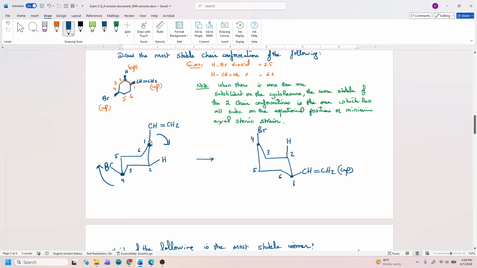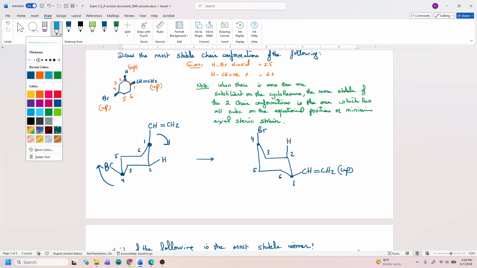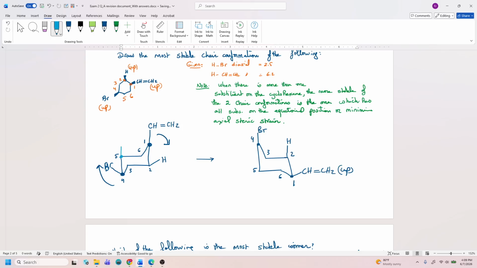groups. So this one is up, right? It's on the axial. So it's going to do interaction with all the axial groups that are up. So on 5, I do have a hydrogen that is axial, and on 3, I have a hydrogen that is axial. So this is the 1,3 diaxial interaction in there. So I do have 2 hydrogen CH double bond CH2 interactions there. These are the diaxial interactions, so it's going to be 6.2 times 2. So this is the energy for this structure.